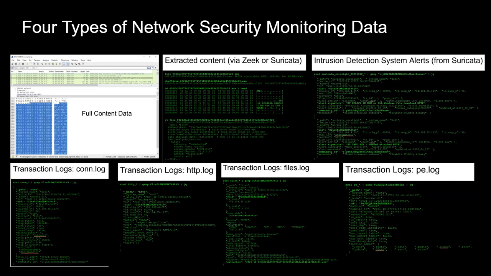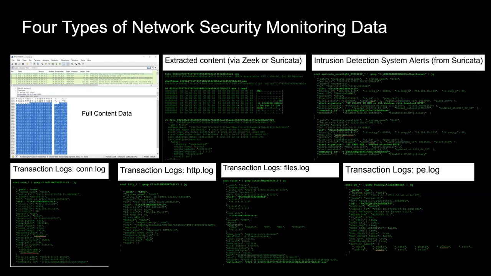The second type of NSM data is extracted content. This is a sort of file that you might get using a tool like Zeek or Suricata. So for example, if someone were to download an executable or any other type of file that's recognized by these systems, rather than writing everything to disk, just the file itself is written to disk, which you can then feed into file analysis frameworks.